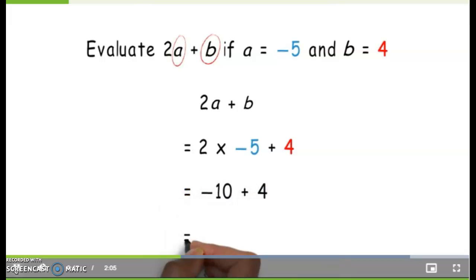So similar to the last lesson, anytime we see one of our variables right next to a number, we know that that actually means times. That's how they've got this equation here.